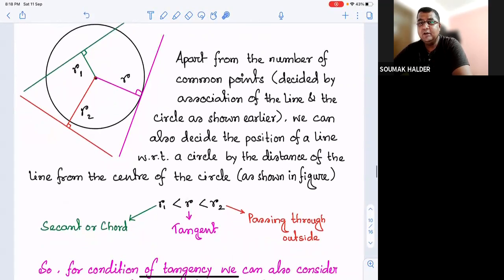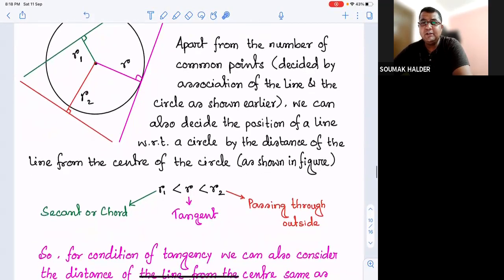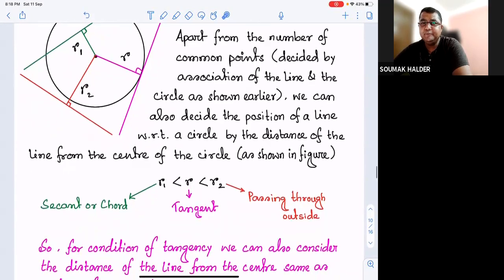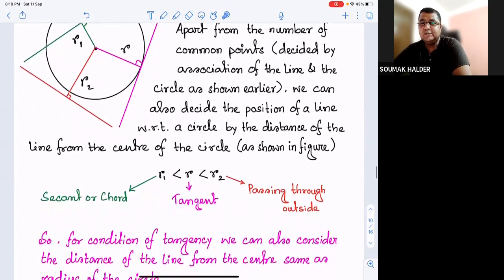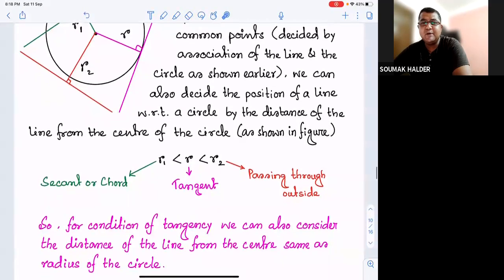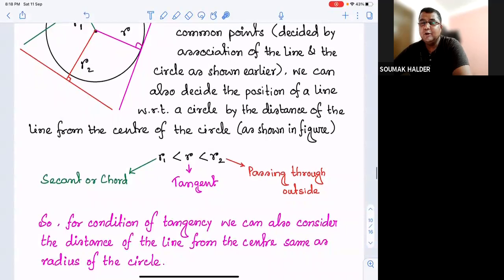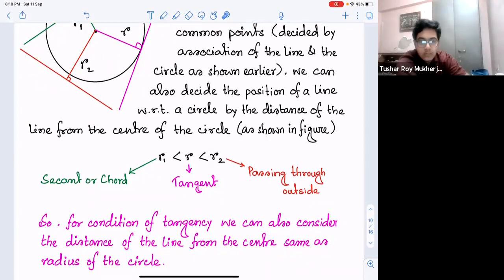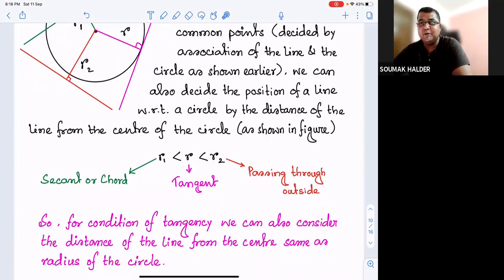In any case, if we try to identify the condition of tangency, we can consider the distance of the line from the center the same as the radius of the circle, or otherwise we can go by the earlier association, where the association will lead us to a quadratic with discriminant 0. So any one such approach will work.